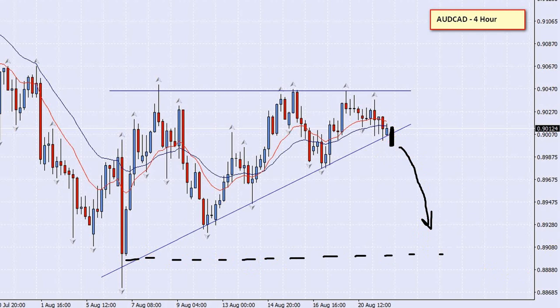So there you have it. Those are my thoughts. There's nothing set right now. That is the Aussie CAD on a 4-hour time frame. That is our chart of the day this morning.